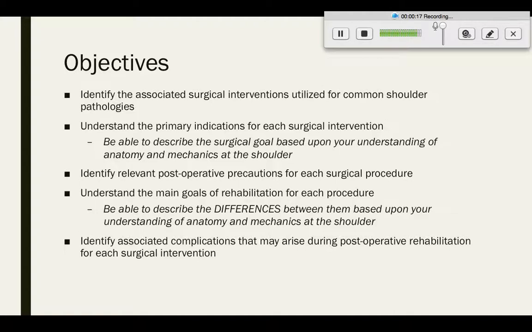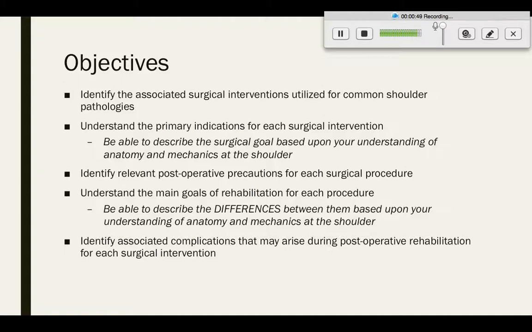Caveat to that, just like there are a lot of shoulder differential diagnoses and special tests, there are equally a lot of different surgical procedures that can be performed at the shoulder. This lecture is in no way comprehensive of all of those. The goal for this lecture is to learn a couple of key surgical interventions to get a basic understanding so that you can then build upon that when you're in your clinical rotations and practicing in the future.